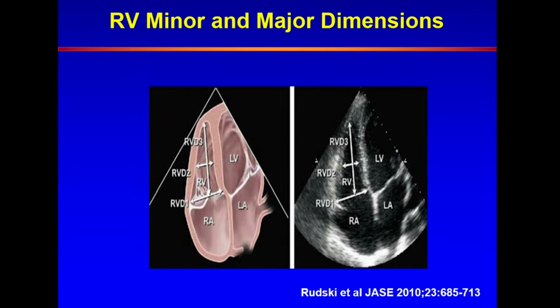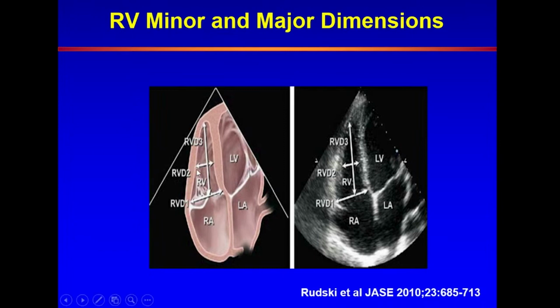The RV focused view is also the view that we rely on in trying to get 3D images, as we will talk about, so that's why this is a critical part of the exam. And you would also get good RV free wall strain from that view. So missing an RV focused view is a big deal.